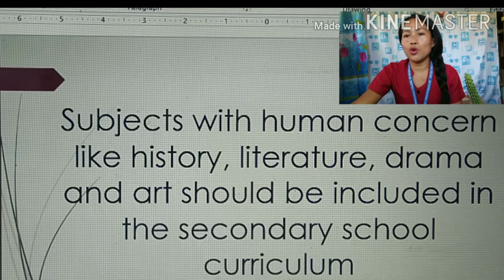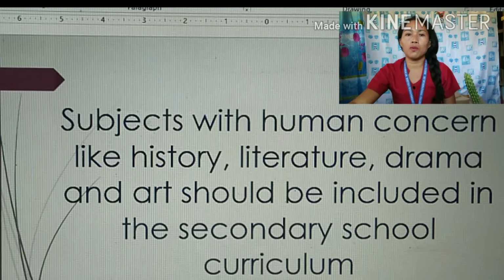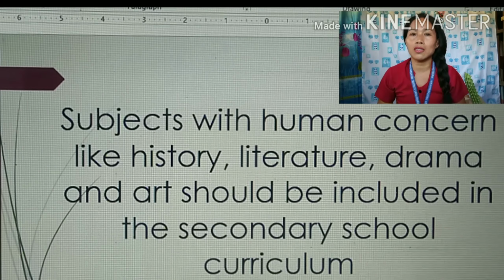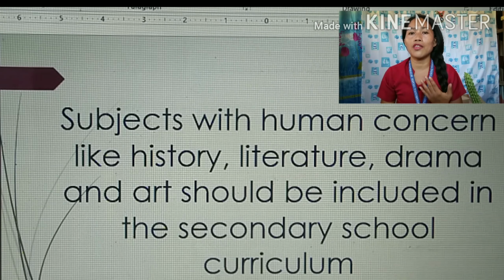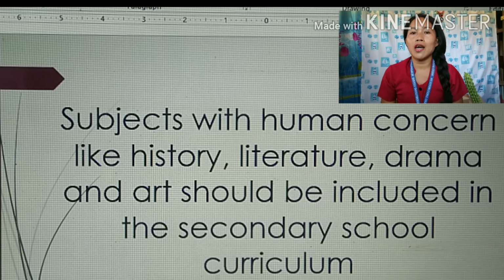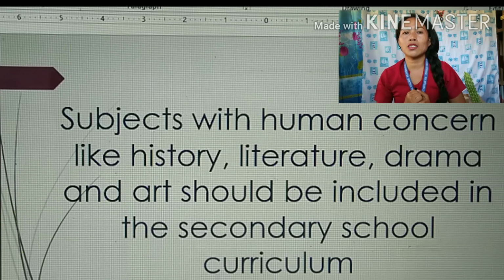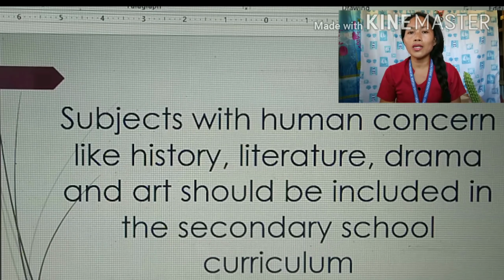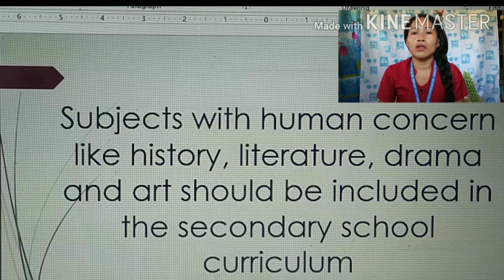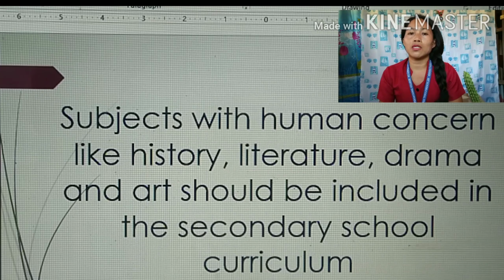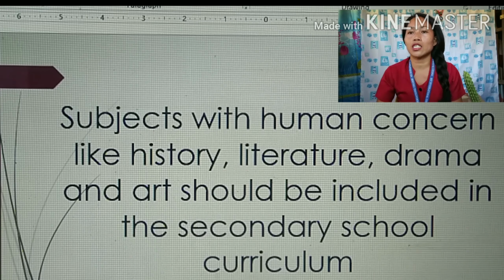Next, subjects with human concern like history, literature, drama, and art should be included in the secondary school curriculum. Why? Because when we study human concerns like history, it gives us the tools to analyze and explain problems in the past and position us to see patterns that might otherwise not be visible in the present, thus helping us better understand current and future problems. Then why do we need to study literature? Because it helps us appreciate words and power, of course, and allows us to travel to other realms and times through the texts we read and possibly understand more our culture and arts. And we also study art because it not only helps students reach their academic goals, but also boosts self-confidence, creativity, and school spirit.